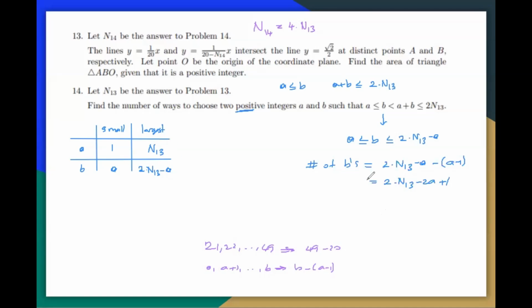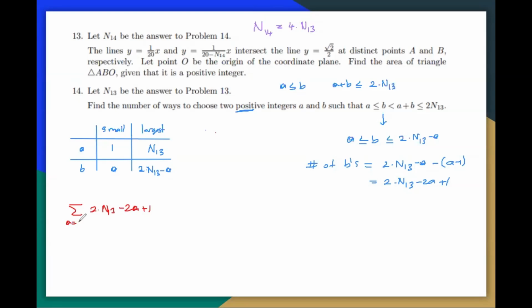That will basically be the number of pairs, which is the answer to what we are looking at. So based on this, we can write this in some notation instead of writing it separately, because that will make it slightly easier to deal with. So I'll just start with this. I'm going to say this is the number of B's, right? So 2 times n of 13 minus 2A plus 1.